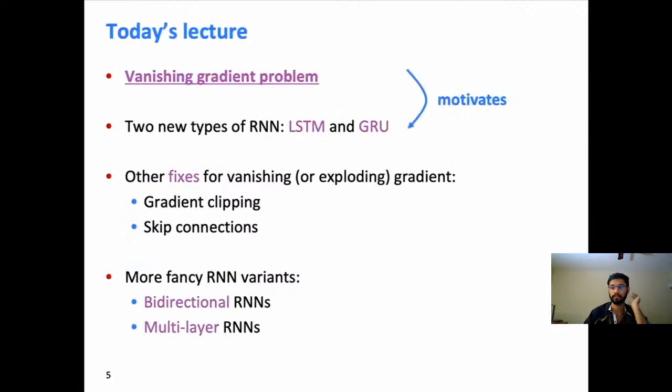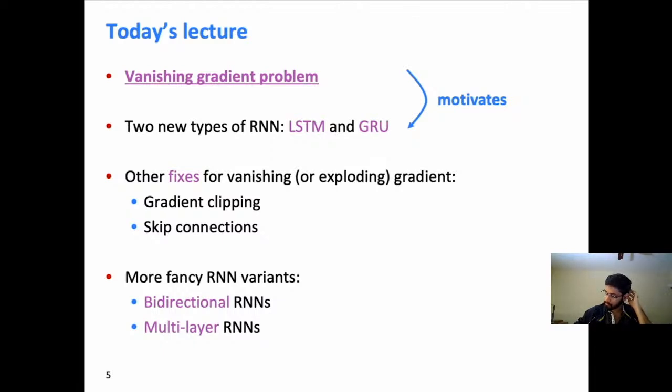But in more detail, today's lecture, first we're going to learn about the vanishing gradient problem. And this is going to motivate us to learn about two new types of RNN called long short-term memory and gated recurrent units. We're also going to learn about some other miscellaneous fixes for the vanishing gradient problem or the exploding gradient problem.